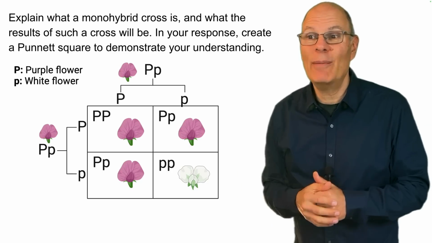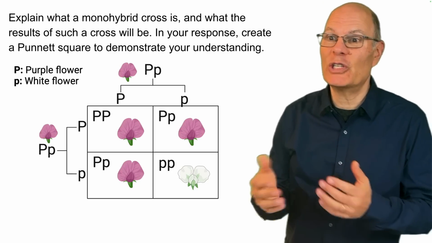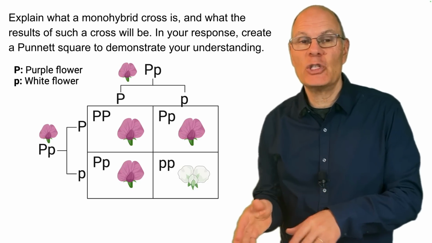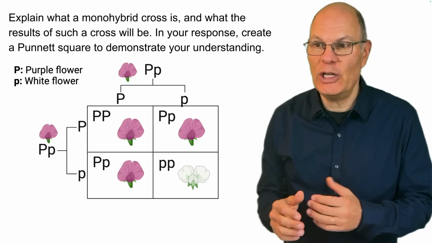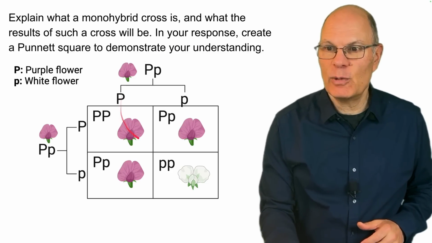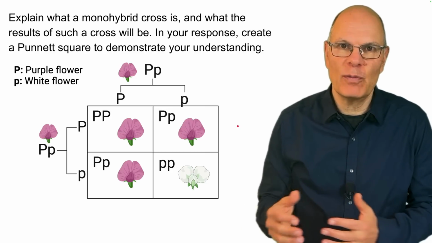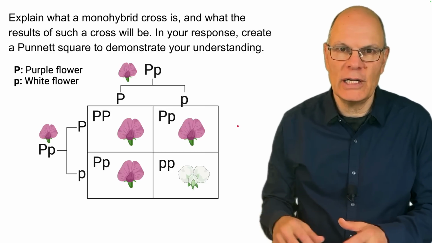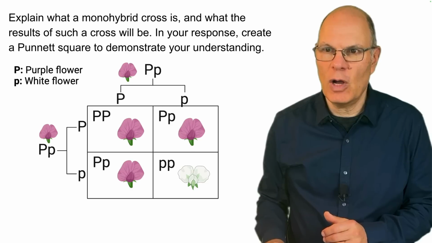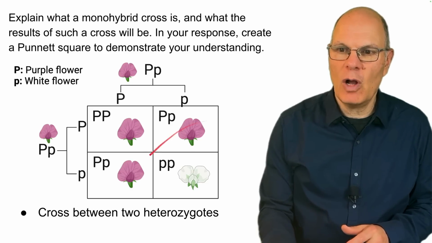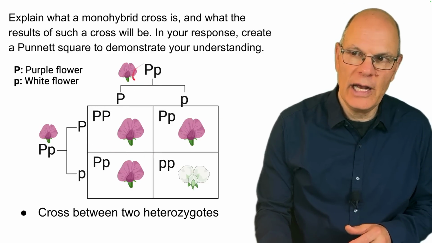Explain what a monohybrid cross is and what the results of such a cross will be. In your response, create a Punnett square to demonstrate your understanding. This, which we've seen before, is a Punnett square. It uses the rules of probability to quickly predict the offspring of genetic crosses. A monohybrid cross is a cross between 2 heterozygotes.